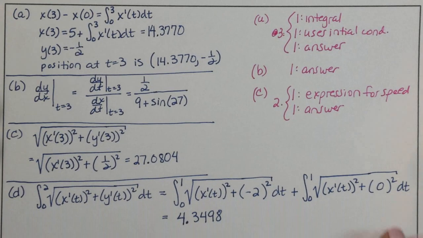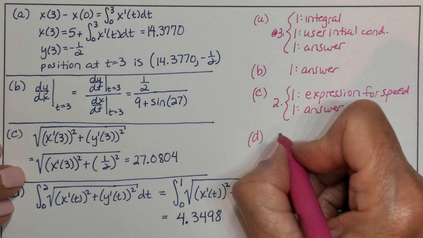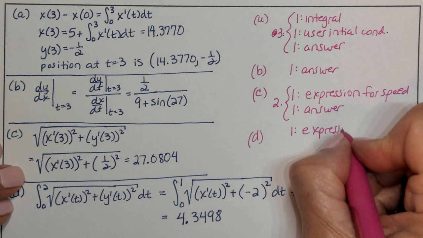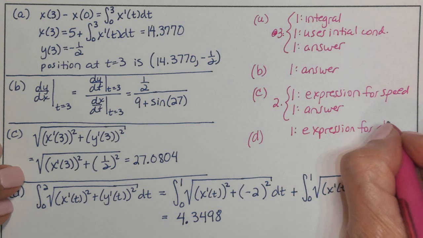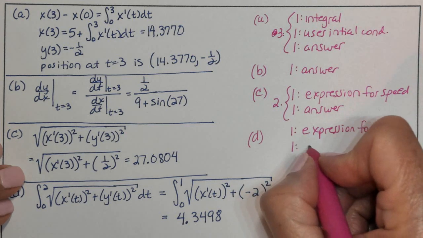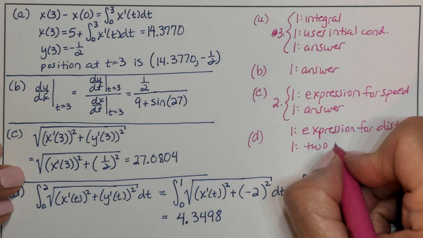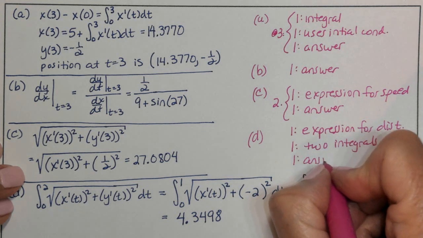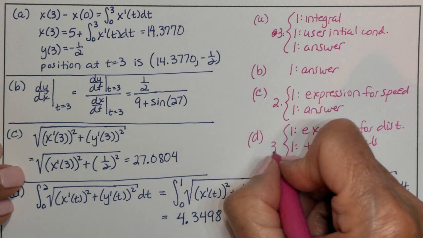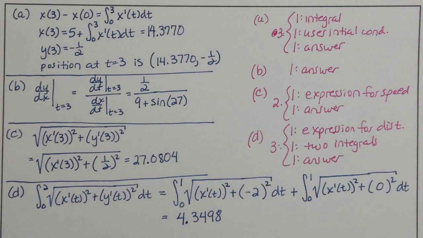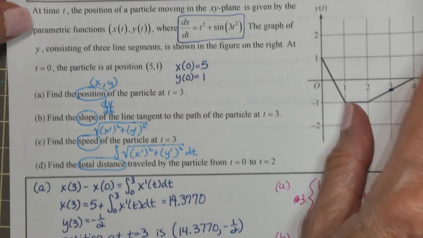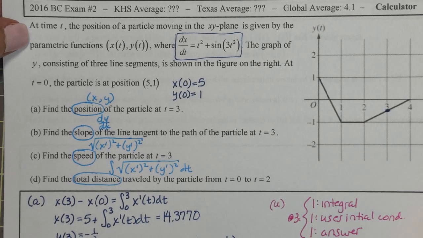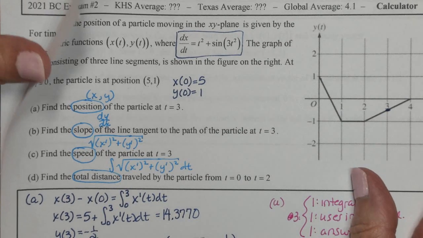Part D was worth 3 points. 1 point was for the expression for distance, 1 point was for the two integrals, splitting it up into two integrals, and 1 point for the answer. Alrighty, so that was from 2016. It was, in my mind, even though it was a little different because of the graph, still pretty straightforward.